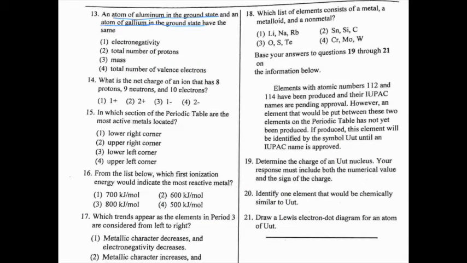Now we're going to look at number 13. An atom of aluminum in the ground state and an atom of gallium in the ground state have the same what? So both of these are in the same group, group 13. So those in the same group have the same number of valence electrons.